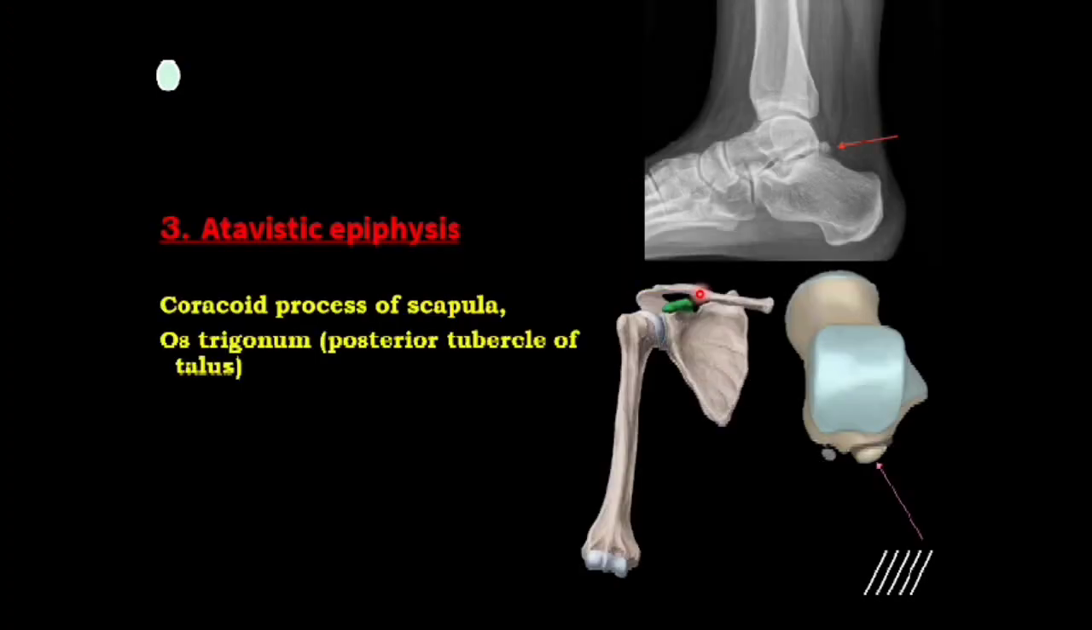So next epiphysis is atavistic epiphysis. So basically it is an independent bone, and this bone acts as a parasite. So what will the parasite do? Parasite will grow on the host to acquire the nutrition from the host. So similarly, the independent bone fuses with the main bone to get its nutrition. So that is the atavistic epiphysis. An example is coracoid process of scapula, and also os trigonum, which is seen at the posterior tubercle of talus. So we have discussed this when we discussed about the accessory bone. So these two are the examples of atavistic epiphysis.